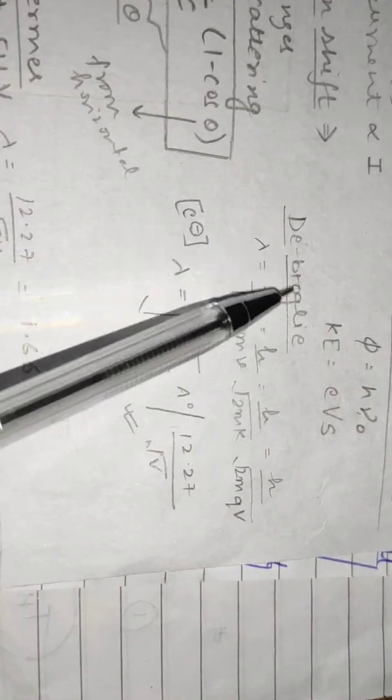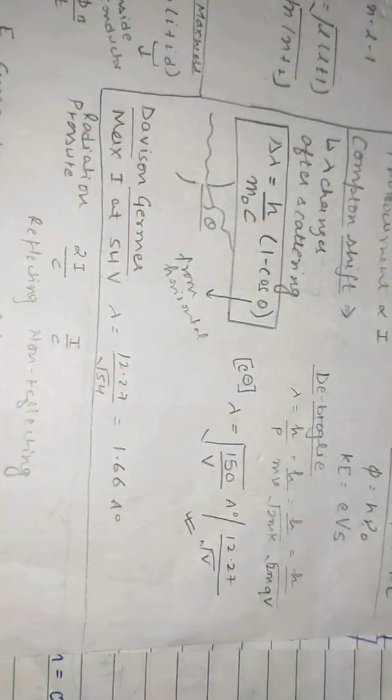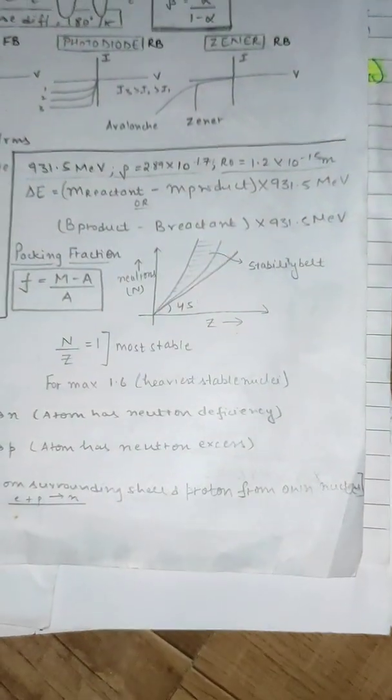That's just de Broglie. Lambda is h upon p, h upon mv. mv can also be written as under root of 2mK, and K is qV, which is basic stuff. That was all about the dual nature chapter. Next is the nuclei part.